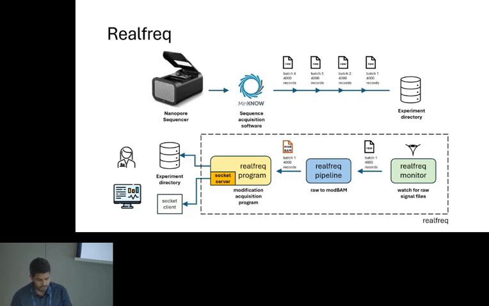On the bottom, we have the solution, and we call it RealFreq. It has three main components. First one is a RealFreq monitor that watches the experiment directory for newly created raw signal files. Then we have the pipeline that converts raw signal files to alignment BAM files with modifications. And most importantly, we have the RealFreq program, which extracts those modifications and keeps the genome-wide records of modified regions. And it also provides a way to access modifications in real time.